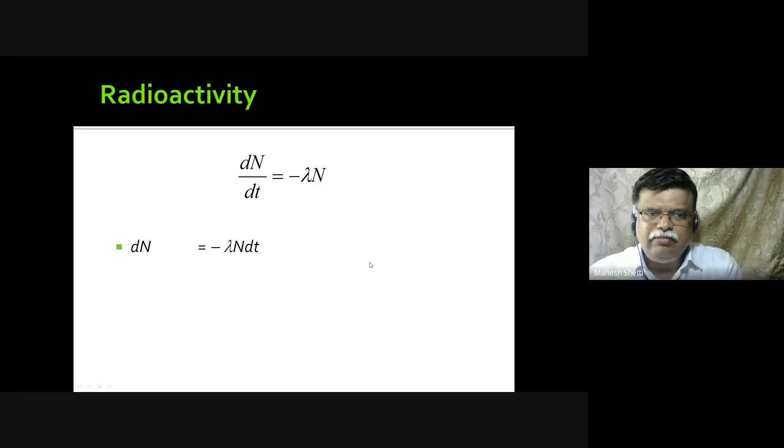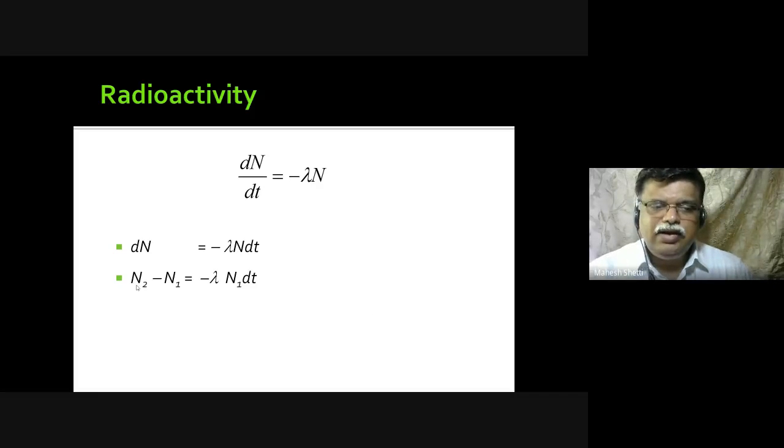It is not infinitesimal. In analytical calculus, you bother about infinitesimal things. In numerical calculations, you have to talk about finite differences because you are actually taking some values. That finite difference you can make as small as possible depending on how many iterations you are ready to do, how much time you want to spend on that. More iterations naturally take more time and more computational resources. So here I can write this dN as minus lambda N dt.